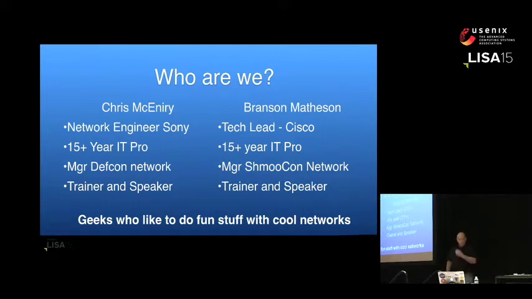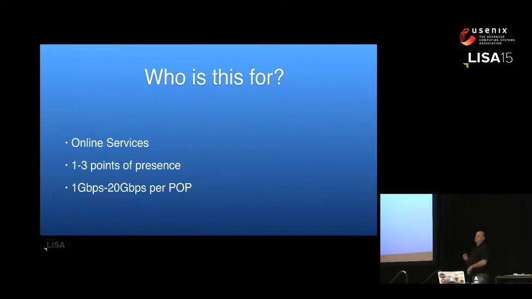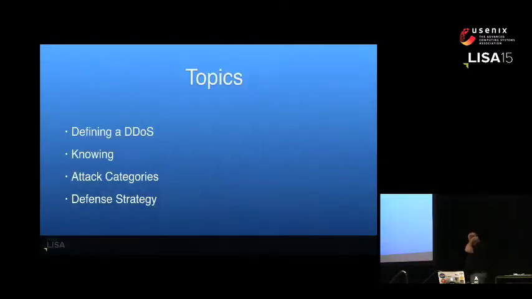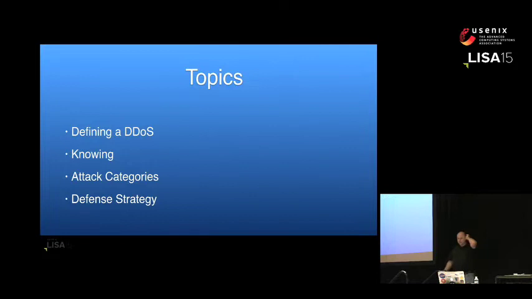So this talk is for people who run online services, people who manage 1 to 3 points of presence out on the net. So if you've got various and sundry places where you're hosting services, and you're looking between 1 and 20 gigs per second per pop. Outside of that, you're starting to get into a realm where you should be looking at vendors and hardware, but we'll talk about that. So we're going to talk a little bit about DDoS, define it a little bit so everybody has a grasp of it.